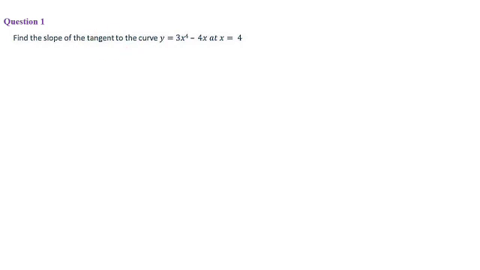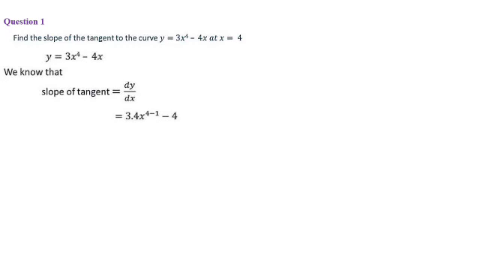Let's recall the concept. Slope of the tangent means we will find the derivative of this function, and the derivative at the point x = 4. After finding the derivative, instead of x you put 4, then you will get the slope. That is what we have to find. So y = 3x^4 - 4x. As you know, the slope of the tangent is dy/dx, which means we have to differentiate this with respect to x.